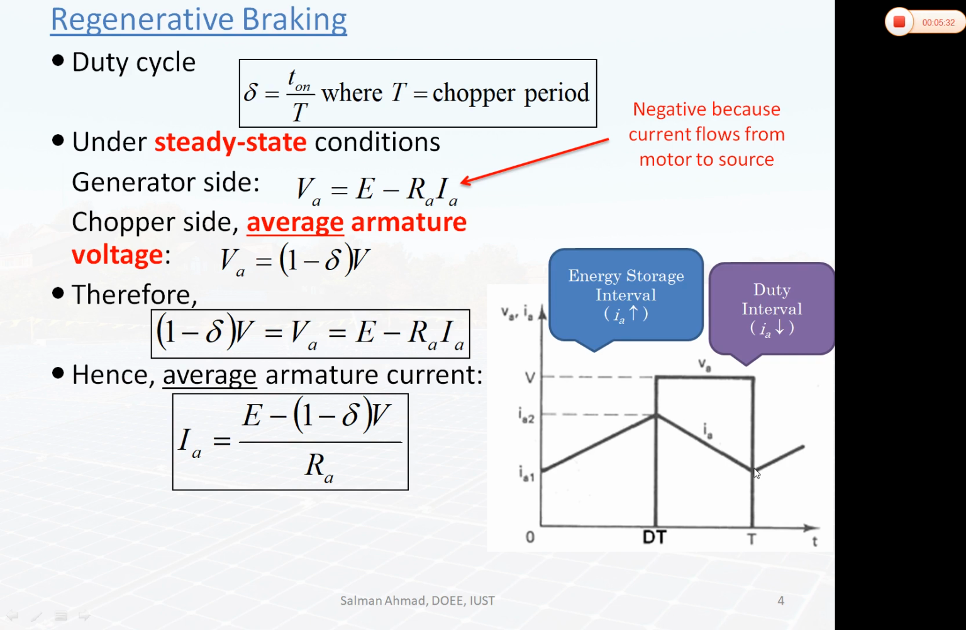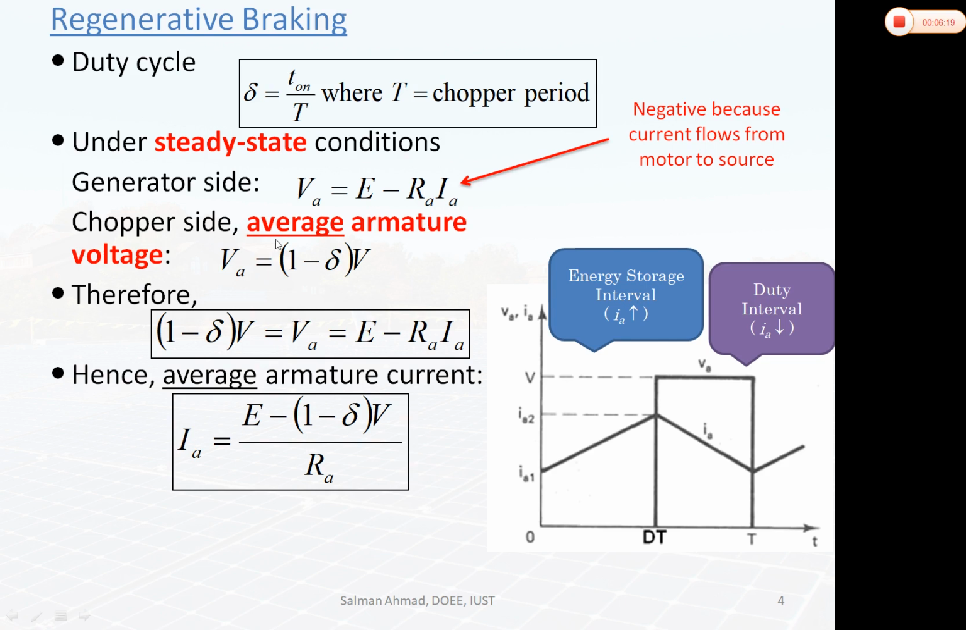If I discuss with the help of this waveform, you can see that the voltage is 0 across the motor terminal, and it is VA during the off cycle. The duty cycle we can again define as delta equal to T on upon T. Under steady state condition, the generator side voltage we can write as back EMF minus the drop in the armature resistance, because the average drop in the inductance will be 0, so we are taking only the armature resistance drop. The sign is negative because current flows from the motor to the source, that's why we are taking the negative sign here.